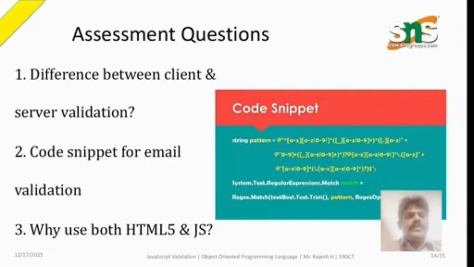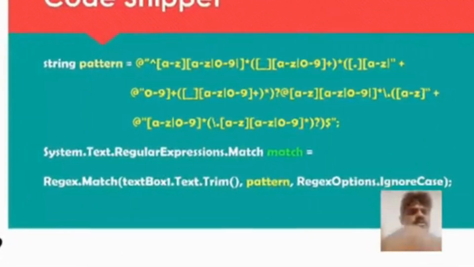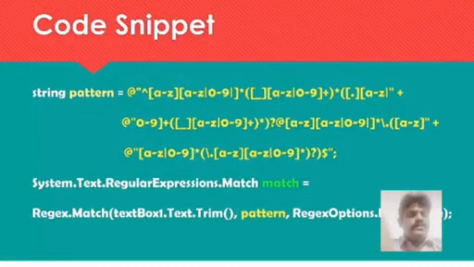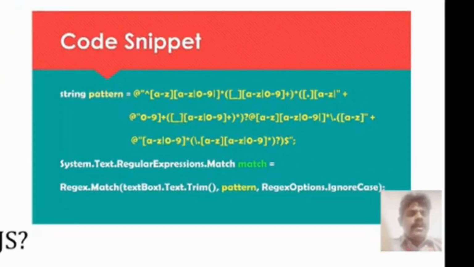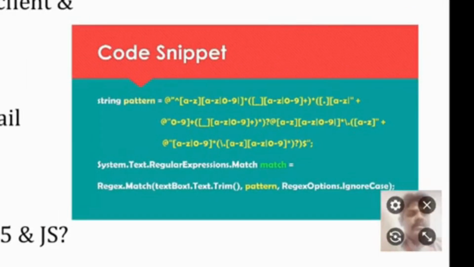And the final assessment questions come with a simple code snippet, where you can find the difference between client and server validation. Also, why use both HTML5 and JavaScript together, and you have to test this code snippet for email validation. It is given, so you can see the string pattern and System.Text.RegularExpressions match. With this code, you can test how the validation of an email ID can be done.